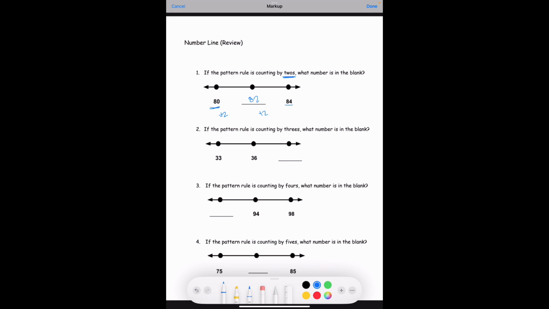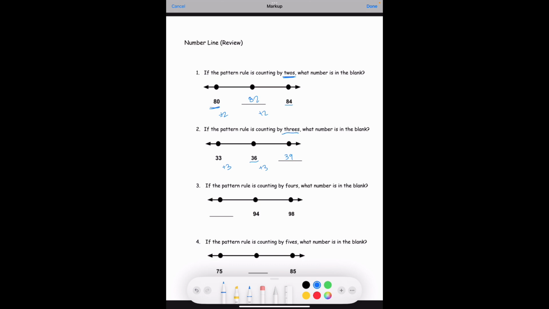Let's try number 2. If the pattern rule is counting by 3s, what number is in the blank? Let's see. We have 33, we're counting by 3, so we're going to add 3, which equals 36. And 36 plus 3 is 39. So the blank is 39.